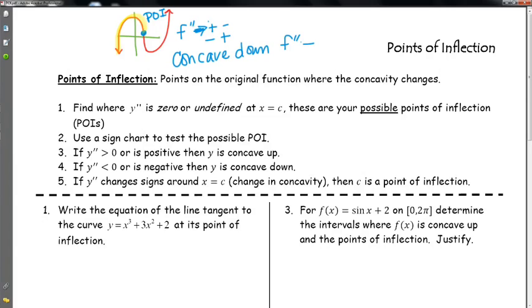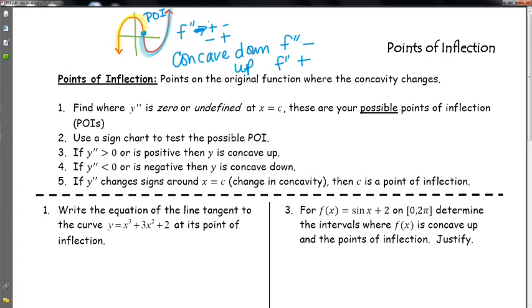let me change colors here. Try that color. That means your second derivative, f double prime, is positive. Okay.